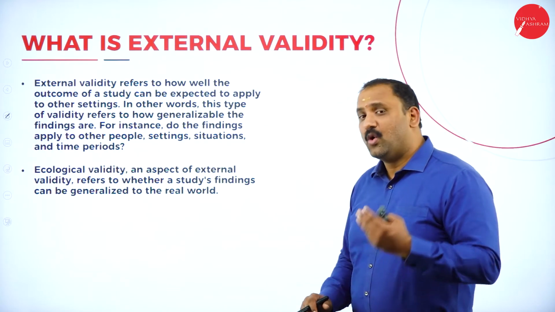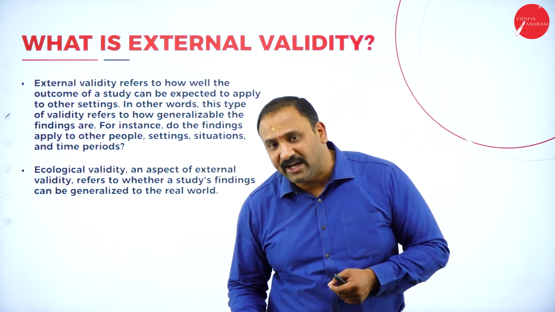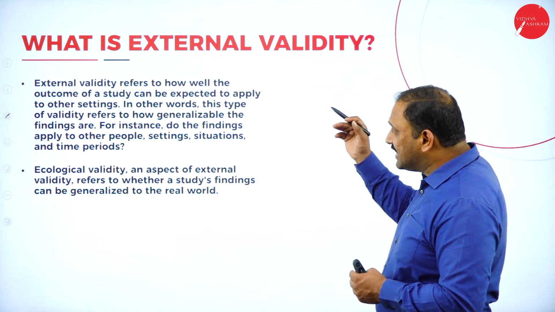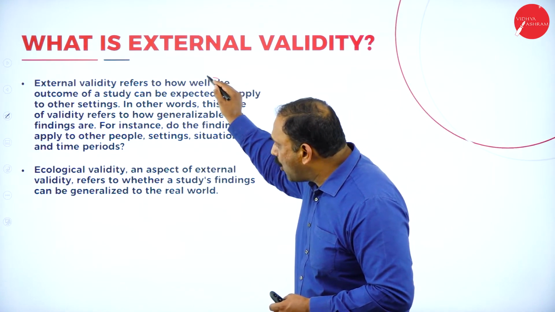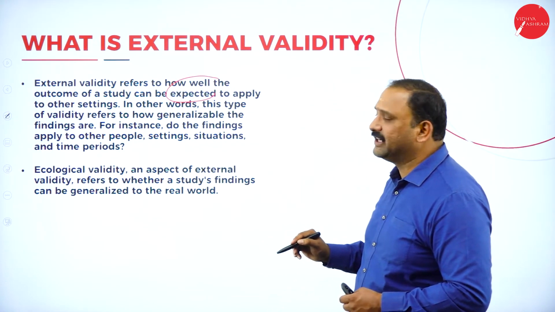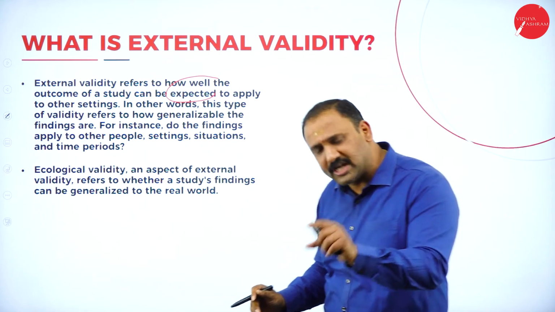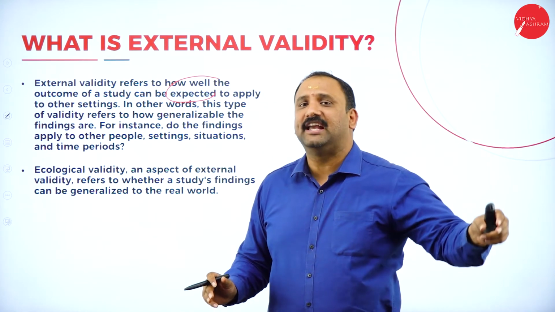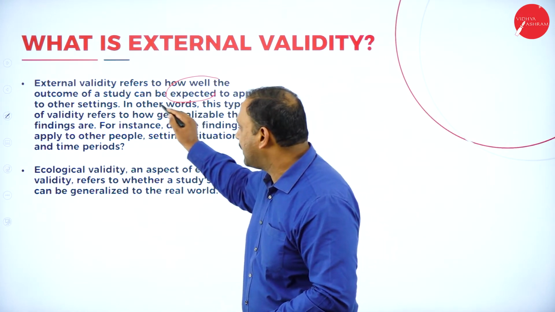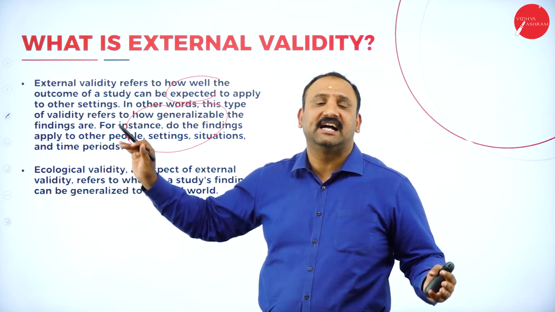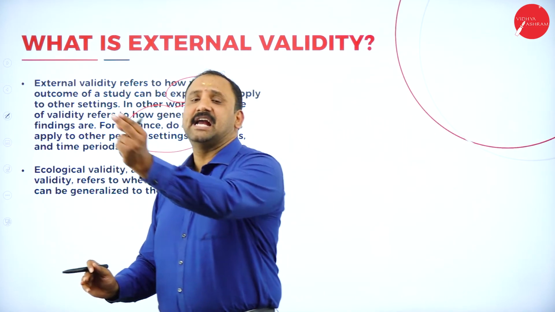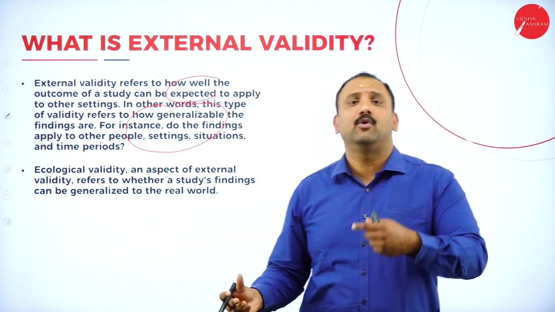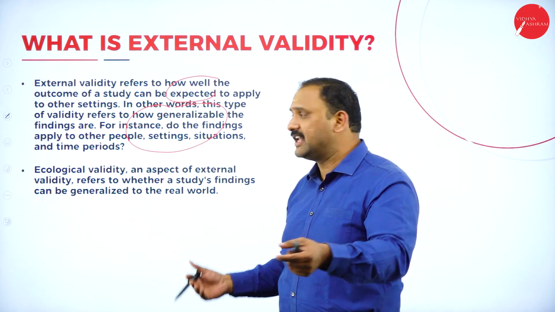The next thing is, what is external validity? Why does external validity matter to us? External validity refers to how well the outcome of the study can be expected to apply to other settings. Using one experiment, I have got a result. Can I try to apply the results to other groups? In other words, this validity is how generalizable the findings are. Can I see 100 more experiments, 100 more effects? Using one result, I'm going to generalize the entire protocol here. And is it valid?